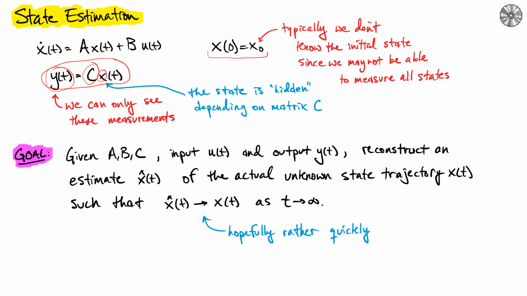And so what we're going to do is build a second system that mimics the original system and is created such that it produces an estimate, for which we're going to use the notation x hat. And what we want to show is that the estimate converges to the actual state x as time goes on. And hopefully it does this relatively quickly.